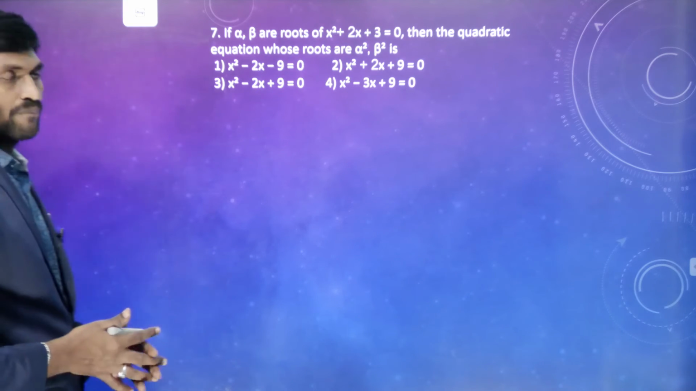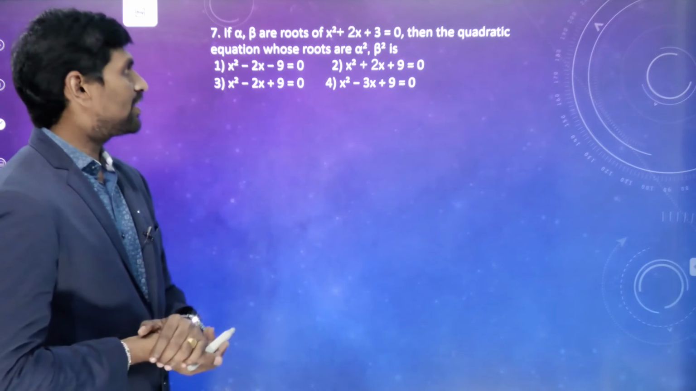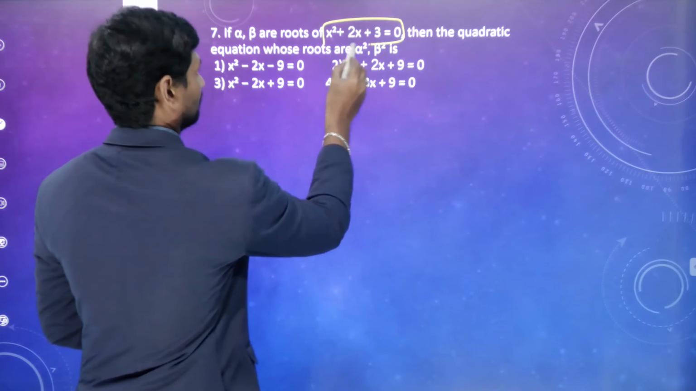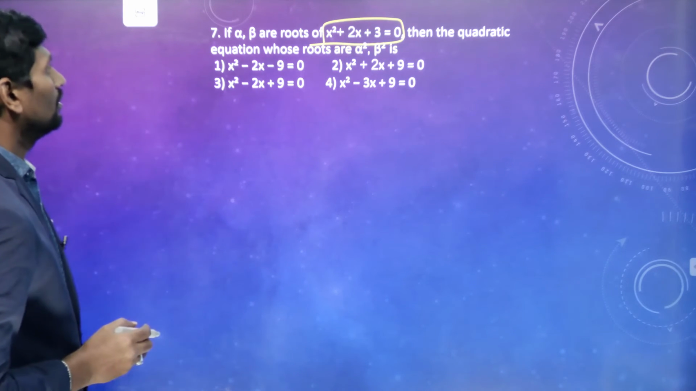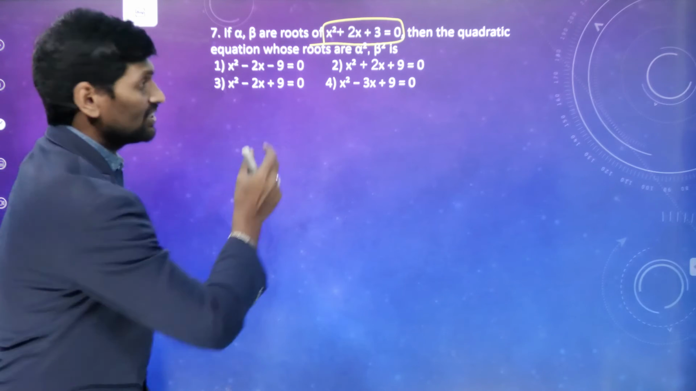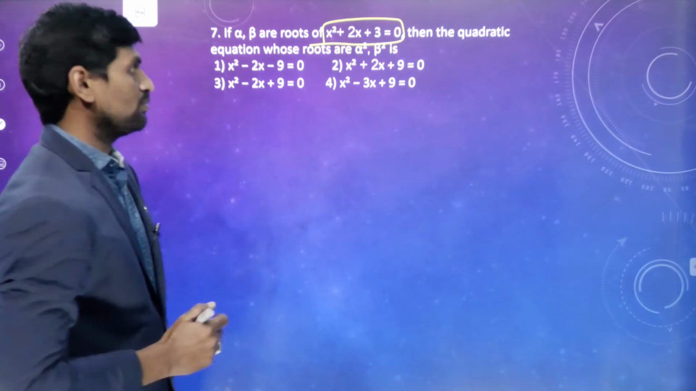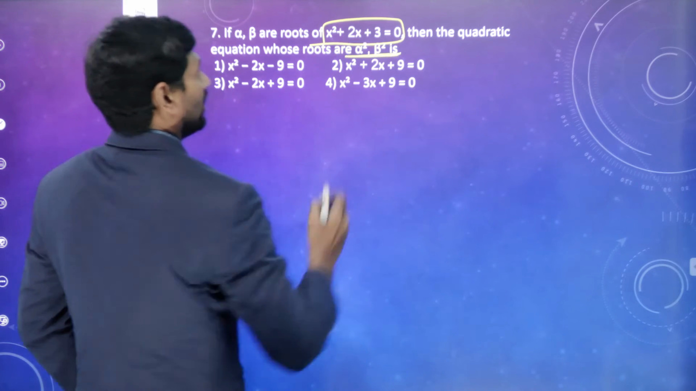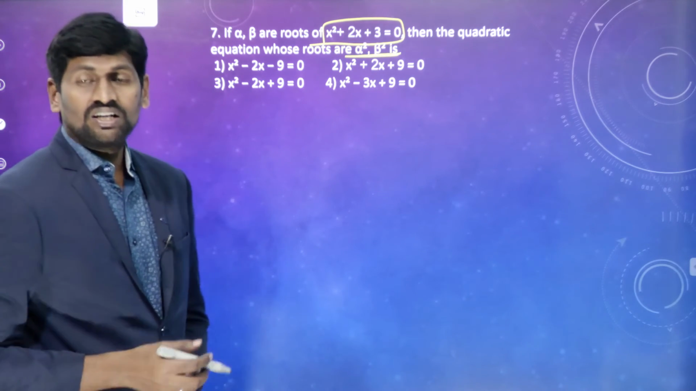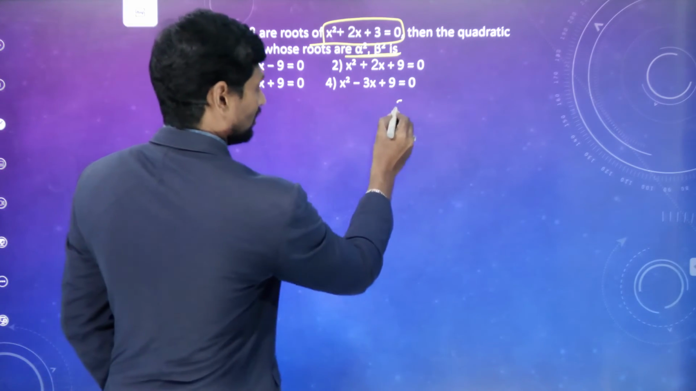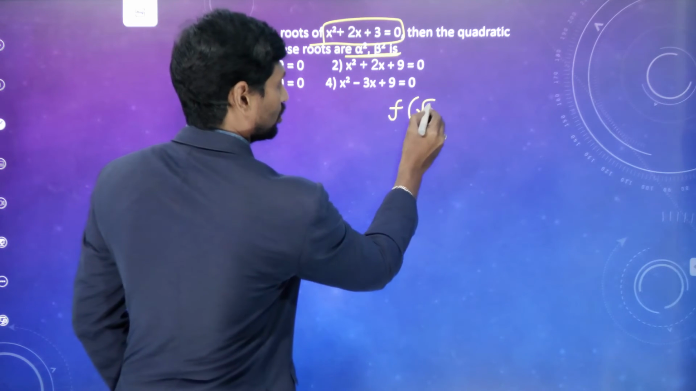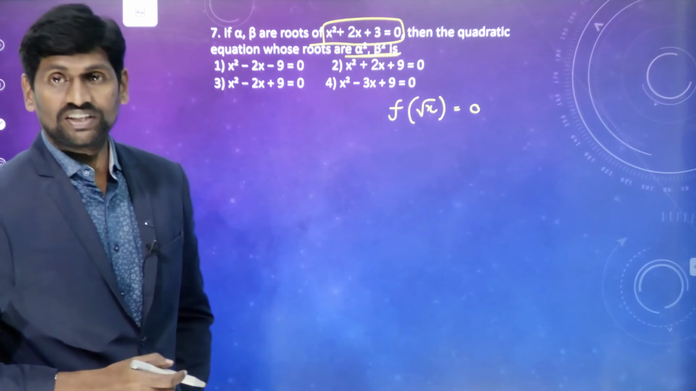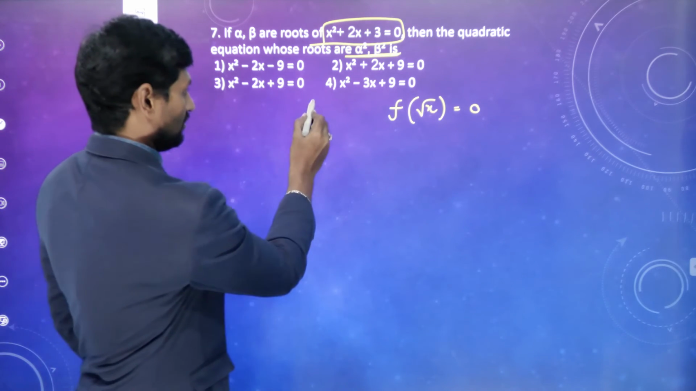Going to the 7th question. If alpha, beta are roots of x square plus 2x plus 3 equals 0, this is the given equation. Alpha, beta are roots of this equation. Then the quadratic equation whose roots are alpha square, beta square. Alpha square, beta square are roots. Then what is the required equation? f of square root of x equal to 0. This is the required equation. Am I right?